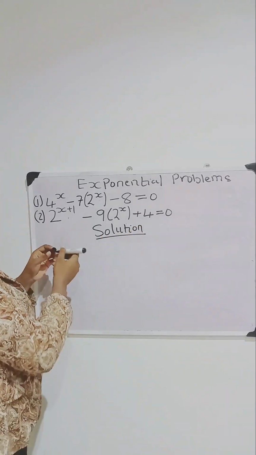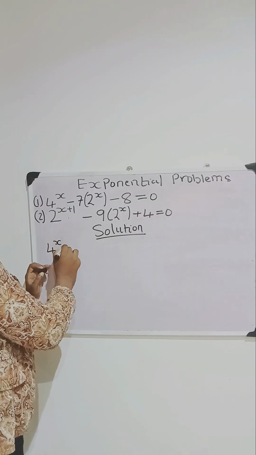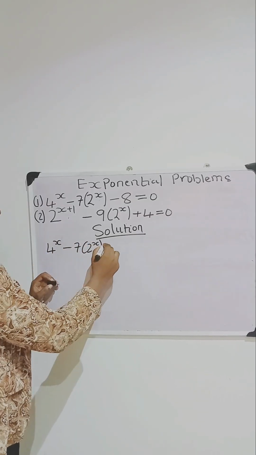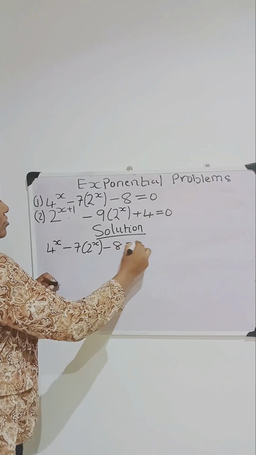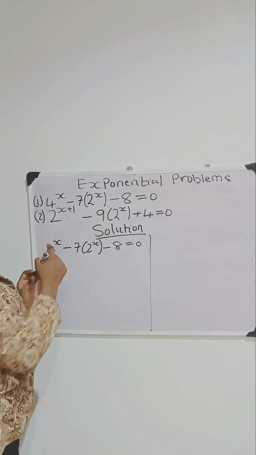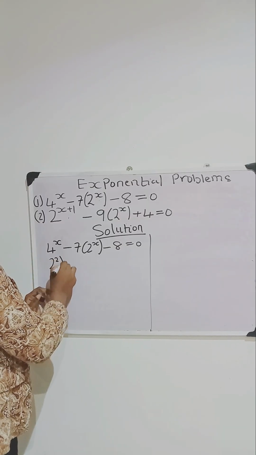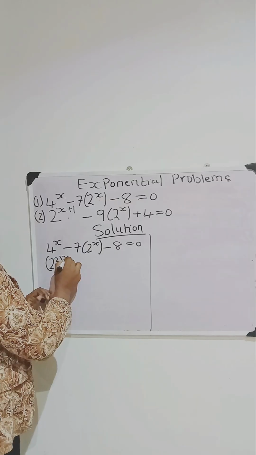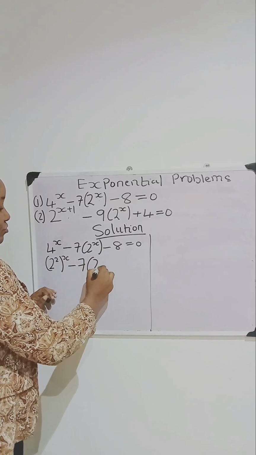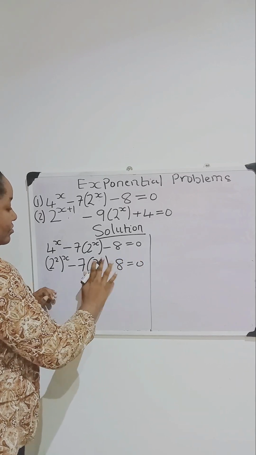Okay, what do we do? 4 raised to the power of x minus 7 into 2 raised to the power of x minus 8 equal to 0. Okay, take note, 4 can also be written as 2 raised to the power of 2, all raised to the power of x, minus 7 into 2 raised to the power of x minus 8 equal to 0.